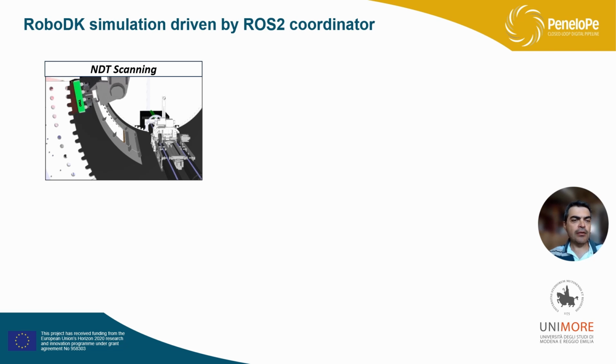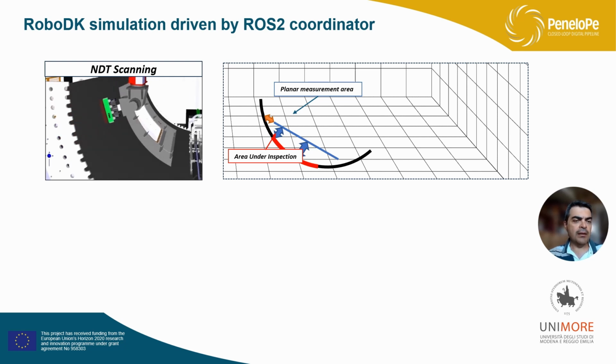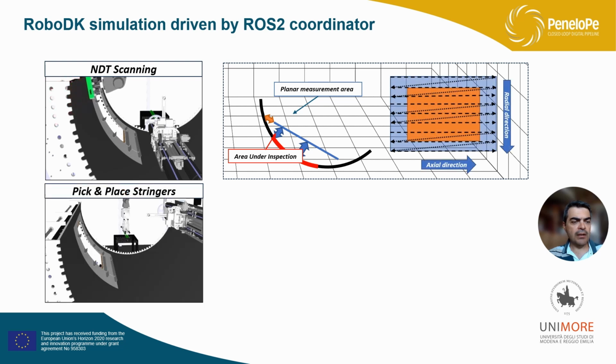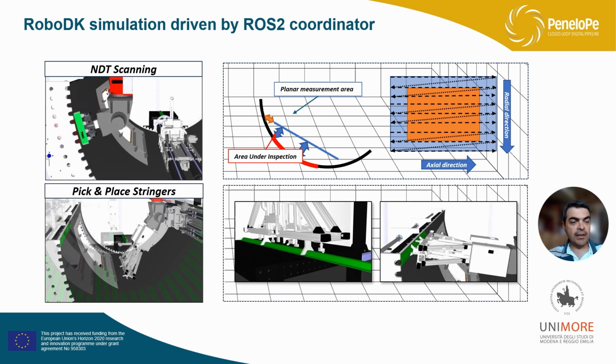Now, in this second part of the process, the single steps of the simulation have been defined in the RoboDK environment. For instance, we see here how the scanning of the skin has been commanded, and here follows the definition of the pick and place of the stringers on the skin.